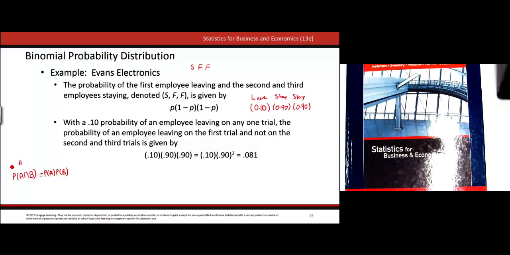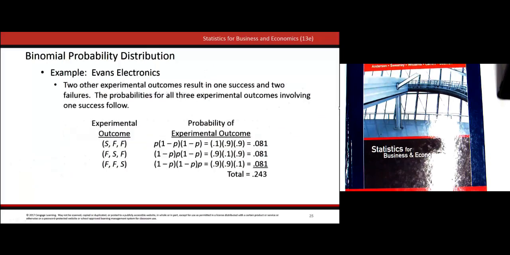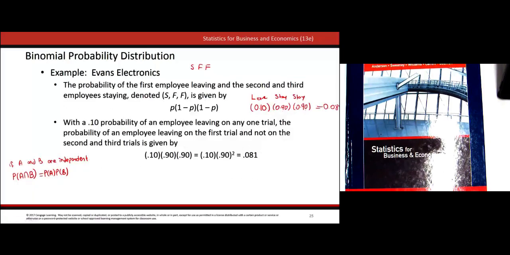If A and B are independent. This is only true if they are independent. So if we assume that they are independent, now we can multiply this to find this probability. So what's the probability that first employee leaves, other 2 stay? 0.1 times 0.9 times 0.9, which is 0.081. This is the probability of this sequence.